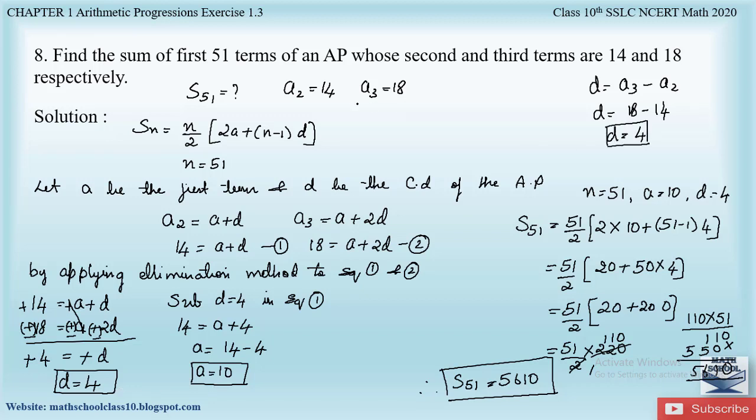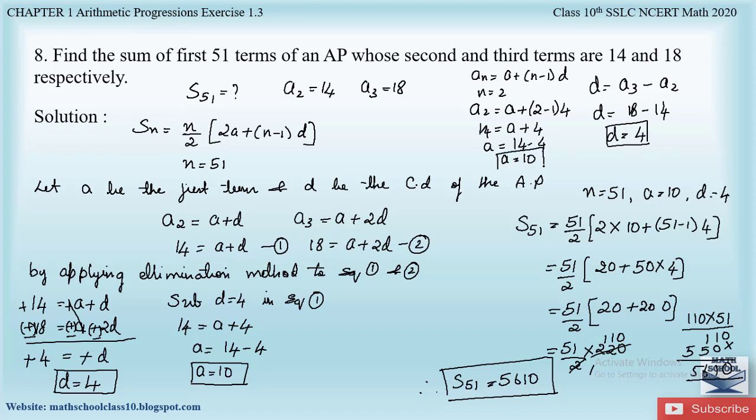Now a can also be found by using the nth term formula, where an is equal to a plus n minus 1 into d. We can take either the second term or the third term. So let us take n equal to 2 since we are taking the second term. So a2 will be equal to a plus 2 minus 1 into d. We already know d is 4, and a2 is 14, so 14 is equal to a plus 2 minus 1, which is 1, into 4, which is 4, or a is equal to 14 minus 4, or a is equal to 10.